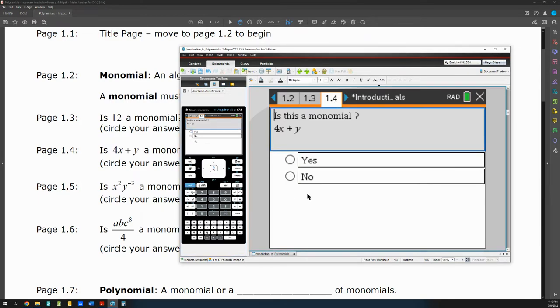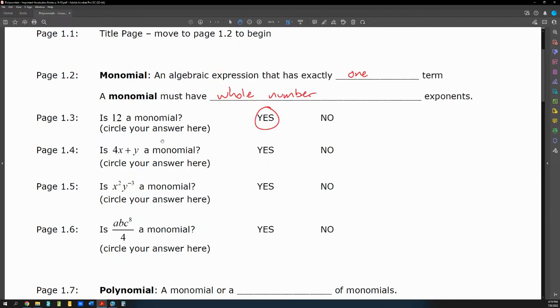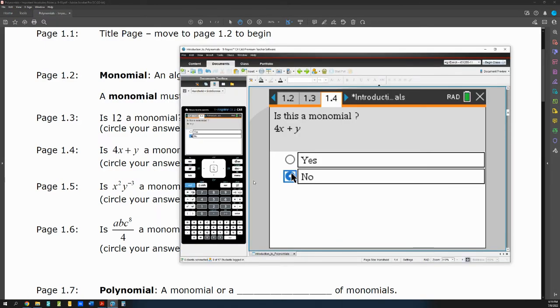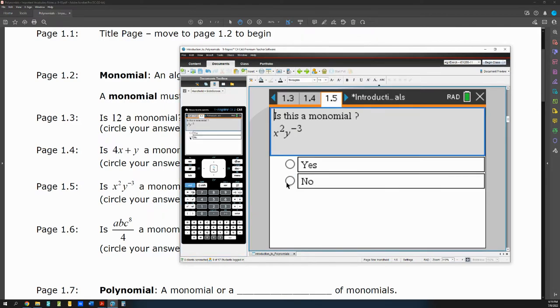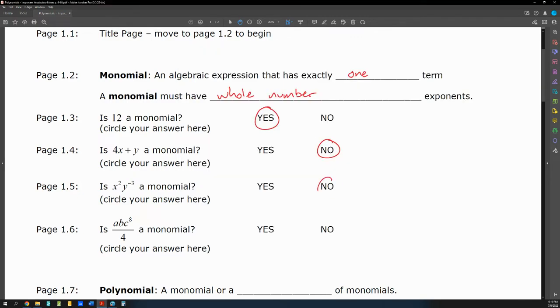Okay. What about 4x plus y? Is this a monomial? The answer, yes. I'm sorry, no. This is not a monomial. This is a binomial, which we'll learn soon. This has two terms, separated by addition. All right, next up, x squared y to the -3. Is this a monomial? While this is only one term, it has negative exponents, which contradicts that monomials have only whole number exponents. This is not a monomial.